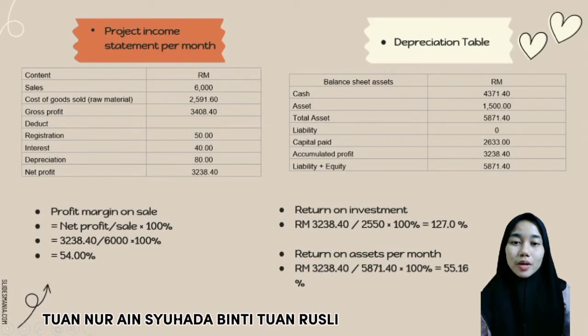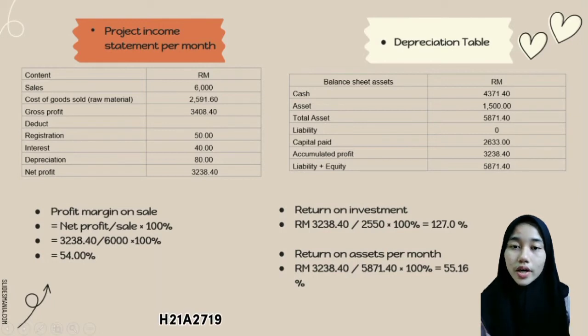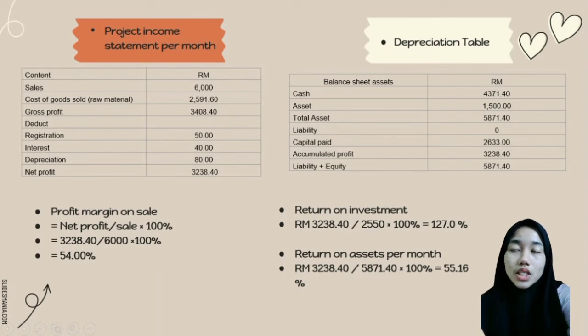Next, I will present about the project income statement per month. First is sales RM 6,000, then cost of goods sold RM 2,591.60. Then we subtract these two items to get the gross profit amount. Next, we have to subtract registration, interest and depreciation from the gross profit to get the amount of net profit. So our amount of net profit is RM 3,238.40.